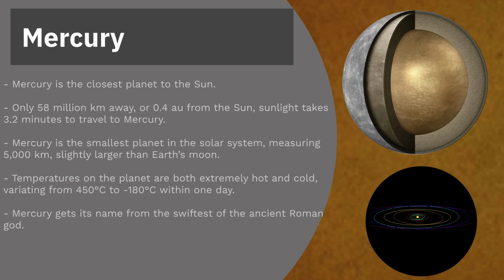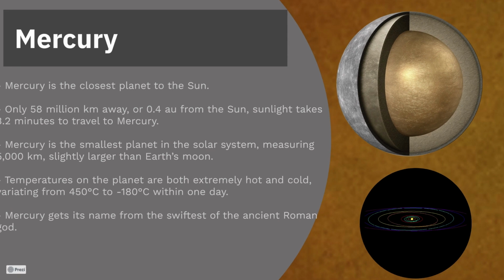Only slightly larger than Earth's moon, Mercury's diameter measures about 5,000 kilometers, a little over a third of the width of Earth. The surface temperatures are both extremely hot and cold. Since the planet is close to the Sun, it can reach temperatures as high as 450 degrees, but since the planet does not have much of an atmosphere, at night, temperatures can drop to minus 180 degrees. Mercury gets its name from the swiftest of the ancient Roman gods.